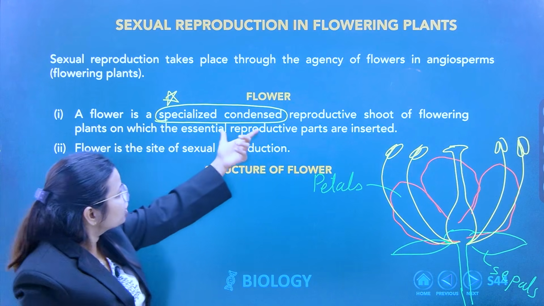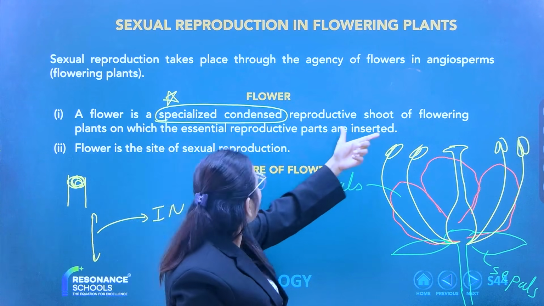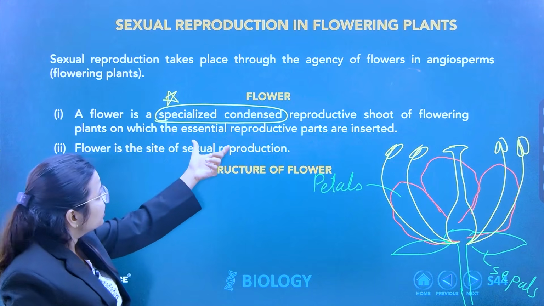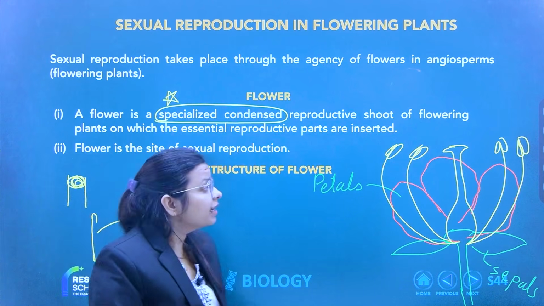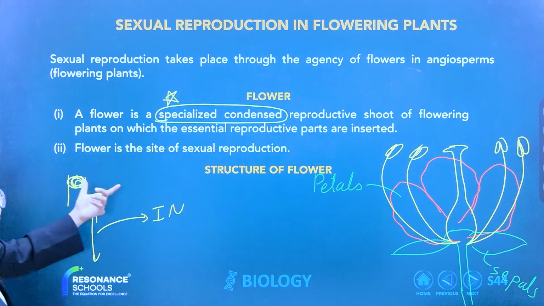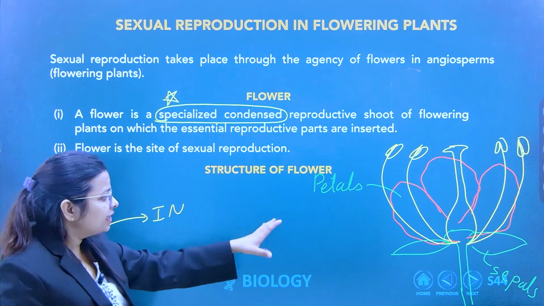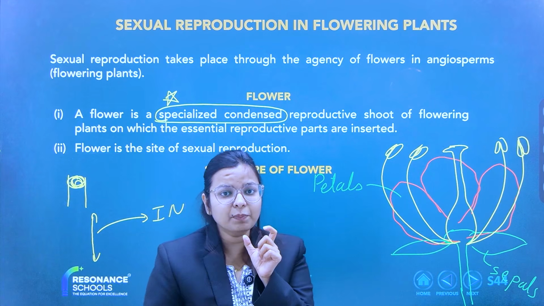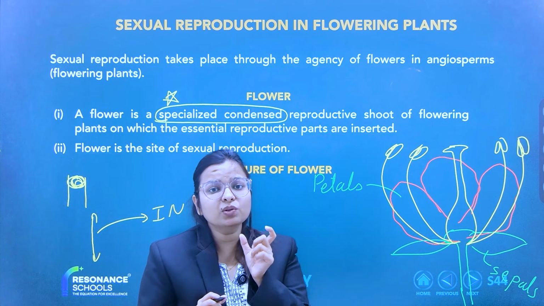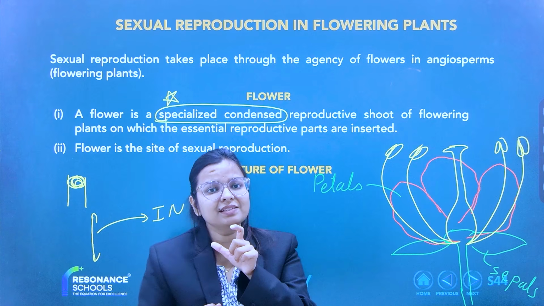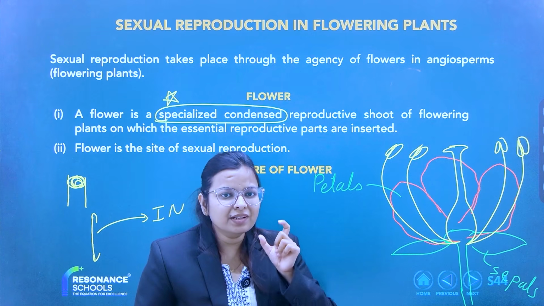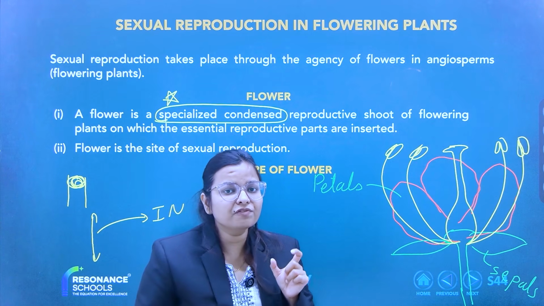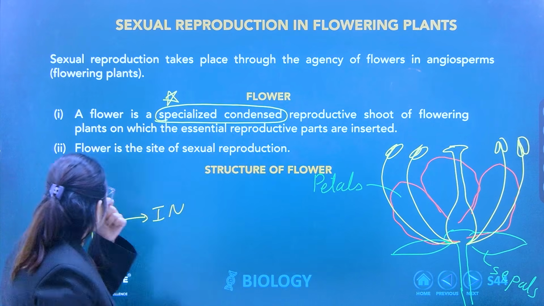A flower is a specialized condensed reproductive shoot of a flowering plant on which the essential reproductive parts are inserted. Flower is the site of sexual reproduction. It is the place where sexual reproduction takes place. Flowers are the part on the plant or trees where sexual reproduction takes place. So it is the site of sexual reproduction.